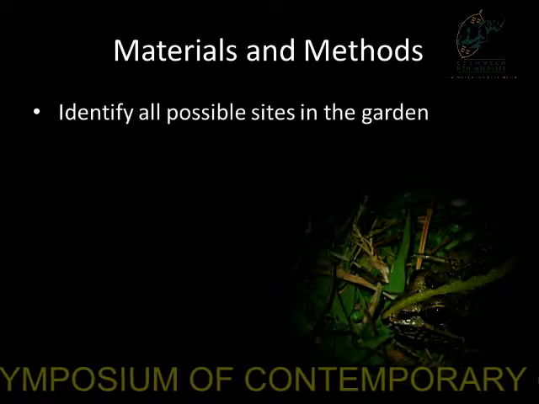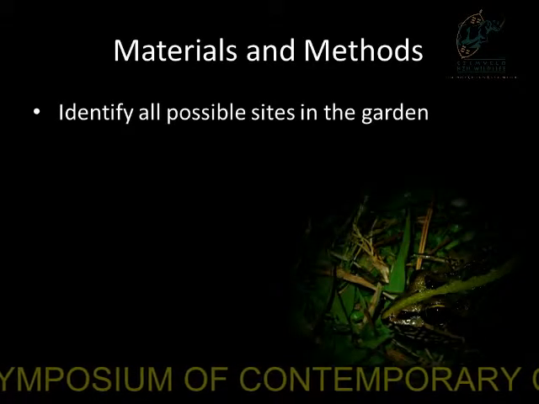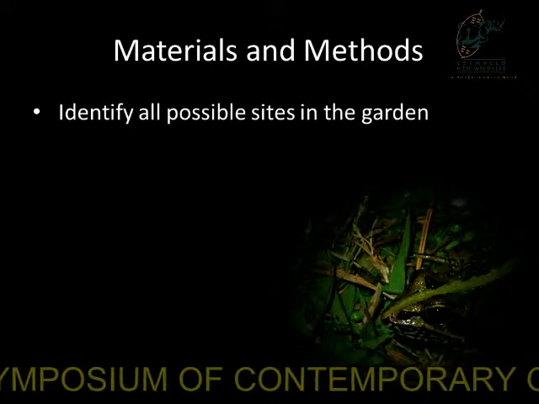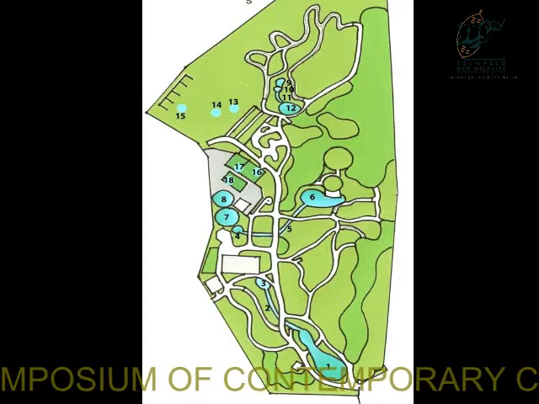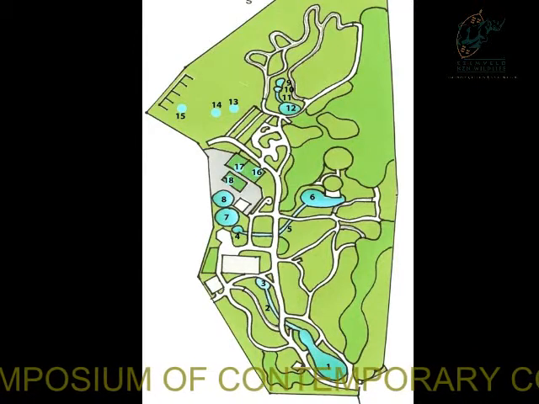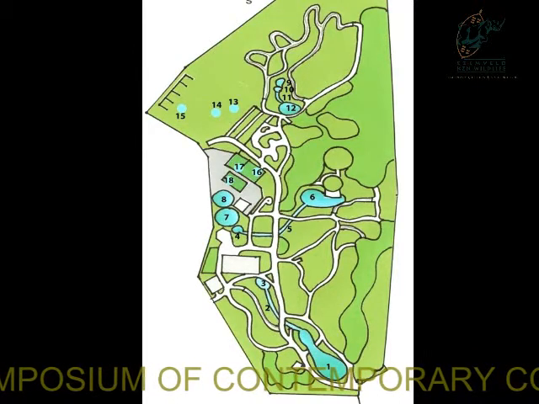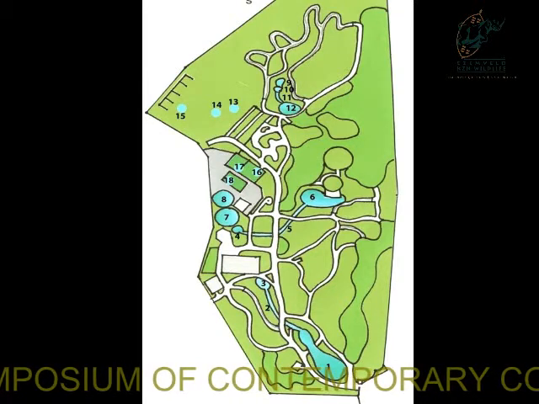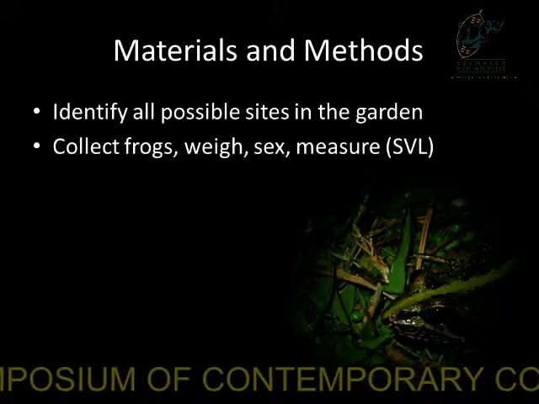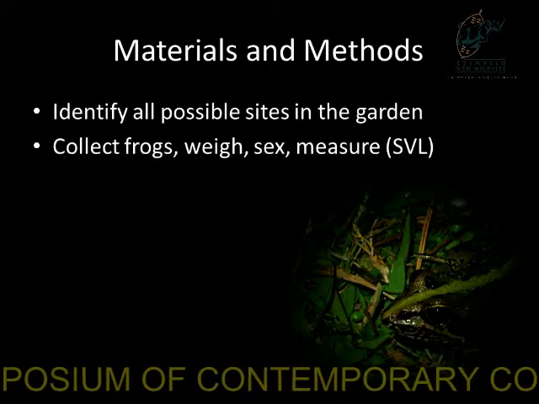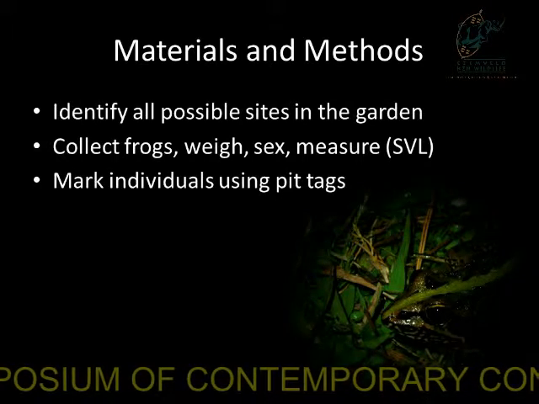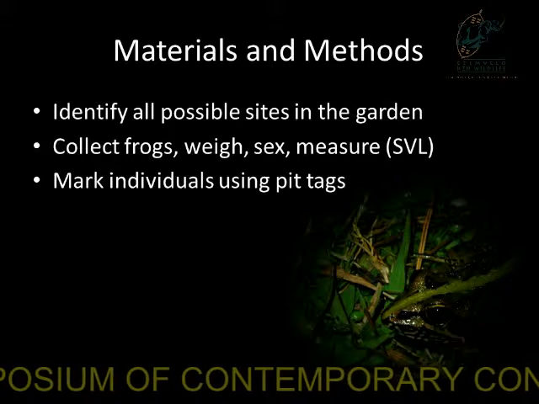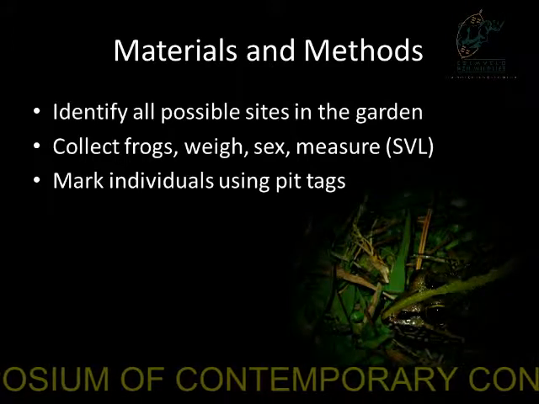So before we could start any fieldwork, we had to go to the Botanical Gardens and identify all the possible sites. So this is a sketch showing the Botanical Gardens with all the possible water bodies, and we assigned a specific number to each water body. After this was done, we could actually go out and start working. I will show you in the following slides how we did those. And after all that was done, we could mark the individuals with a pit tag.